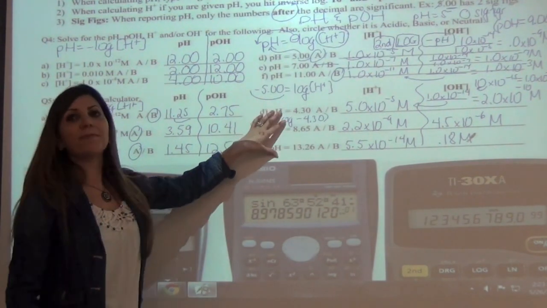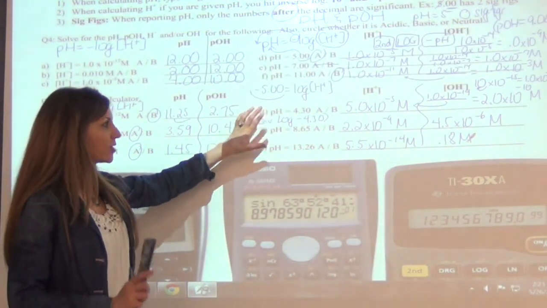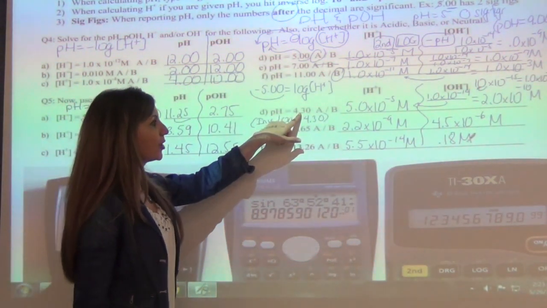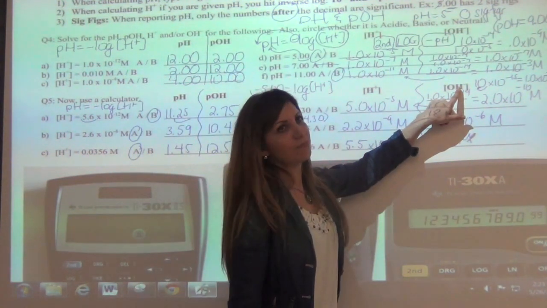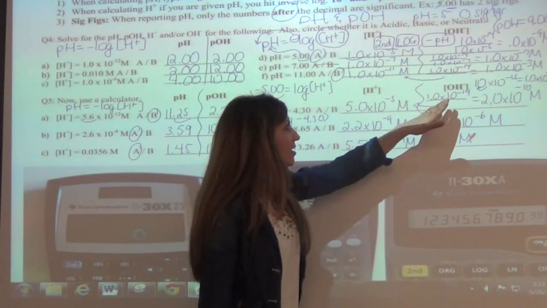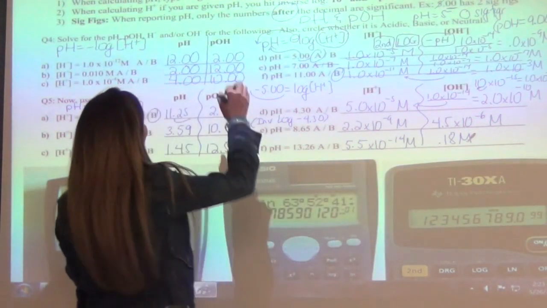Now, if they gave you the pOH instead of giving you the pH, it's exactly the same. The only difference is, when you inverse log the negative of the number, you're actually going to get the OH minus. It's the same thing. So you're going to get the OH minus. So then, you would still use the same equation to get your H plus. All right, so that's it.